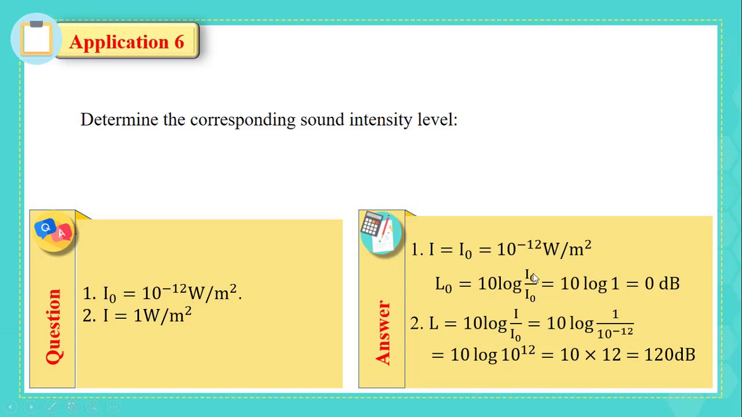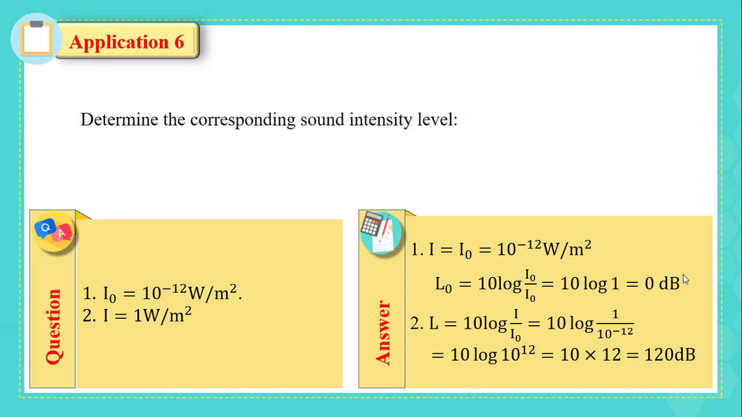And we substitute instead of I0, which is 10 to the power minus 12. Then it will give 10 log 1. And we know that log 1 is equal to 0, so 10 times 0 is equal to 0 decibels. Then the 0 decibels is the sound intensity level corresponding to the threshold of hearing.